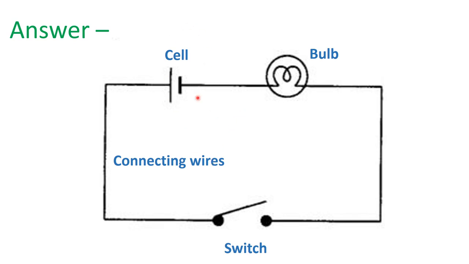Students, the cell is represented. It is connected with the bulb and with the switch. All the way, connecting wires helped in establishing the contact between all the electrical components.